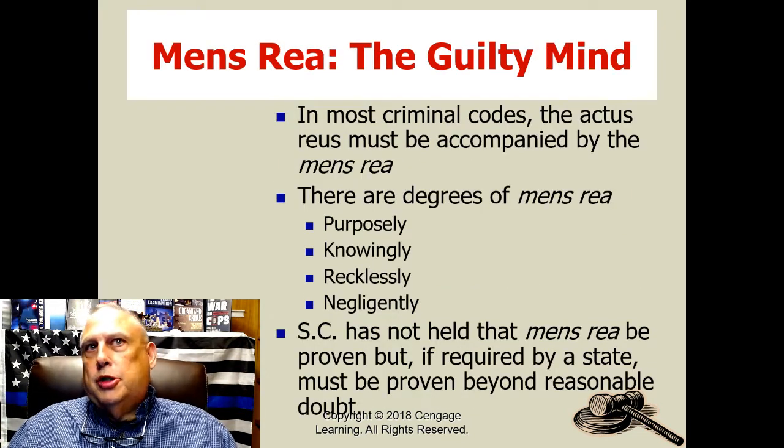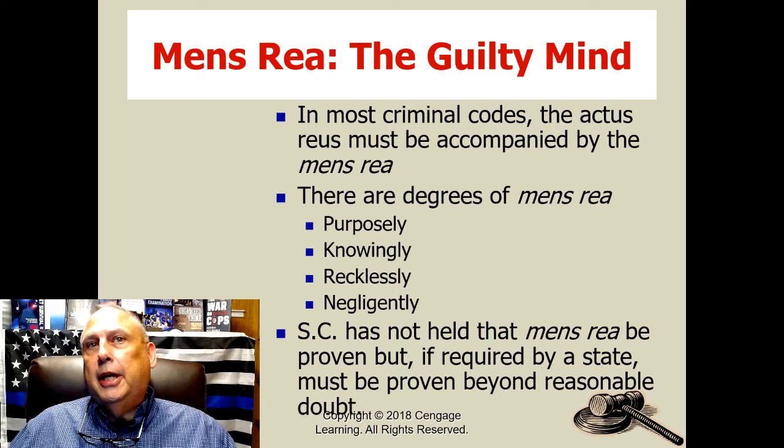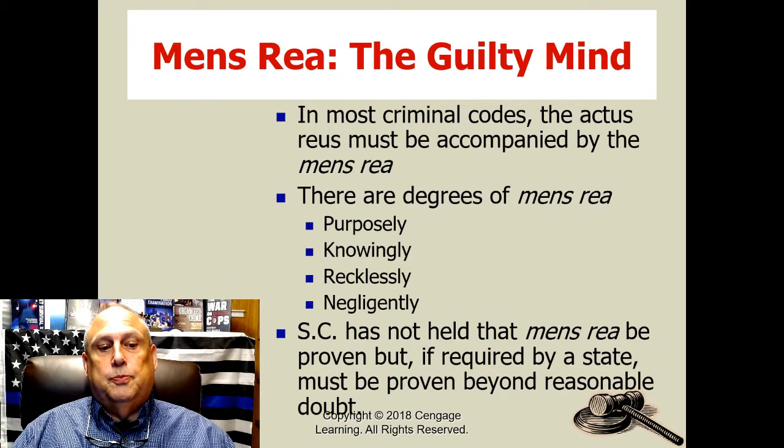In most criminal codes, the actus reus, the criminal act, must be accompanied by the mens rea, or the criminal intent. There are degrees of mens rea, and those are generally purposely, knowingly, recklessly, and negligently. You may see intentionally in there. There's a couple of others that you'll see in different states. But the Supreme Court has not held that mens rea be proven. But if it's required by a state, it must be proven beyond a reasonable doubt.